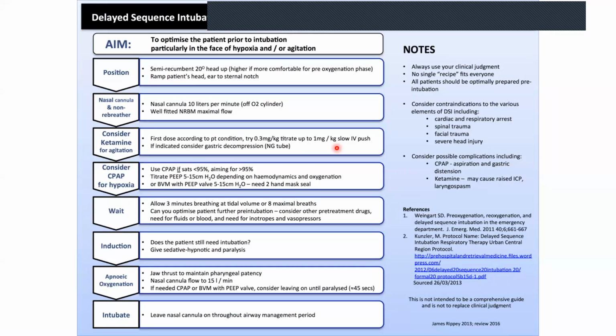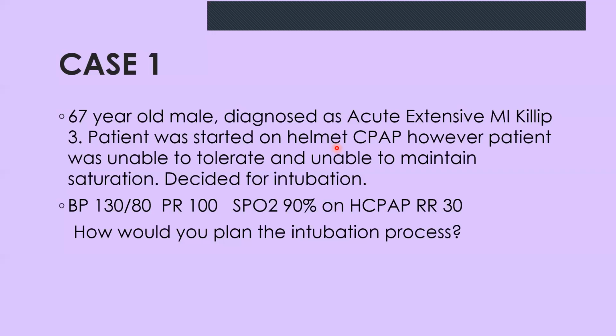Dah. Apa dia lah case? So we go to the first case example lah. A 67-year-old male diagnosed as acute extensive MI clinic 3. He was started on helmet CPAP. However, patient was unable to tolerate and unable to maintain saturation, and we decide for intubation. BP normal 130/80, pulse rate 100, SpO2 90% on helmet CPAP, and patient is tachypneic. So how would you plan the intubation process?